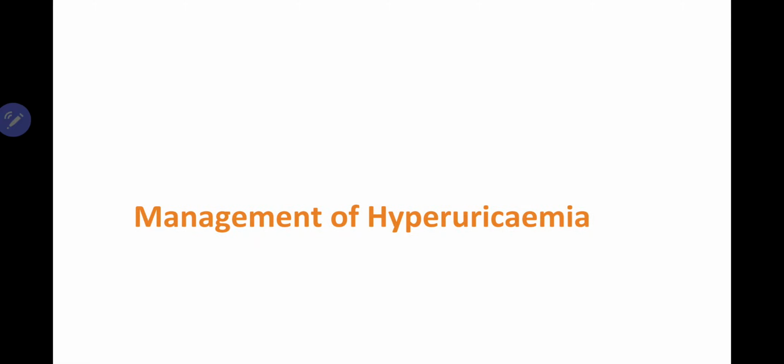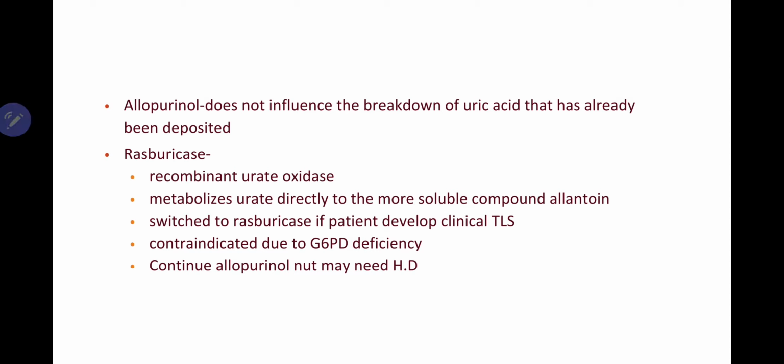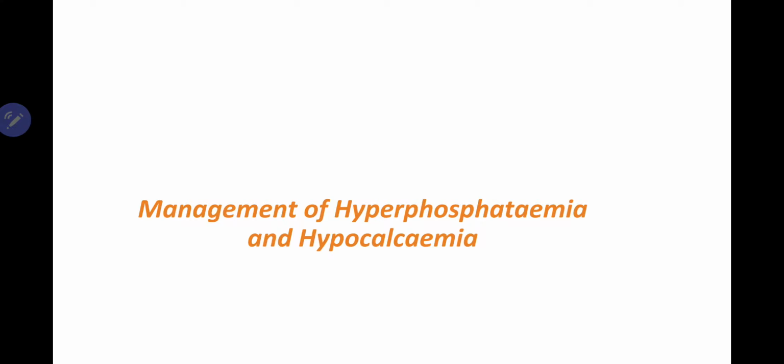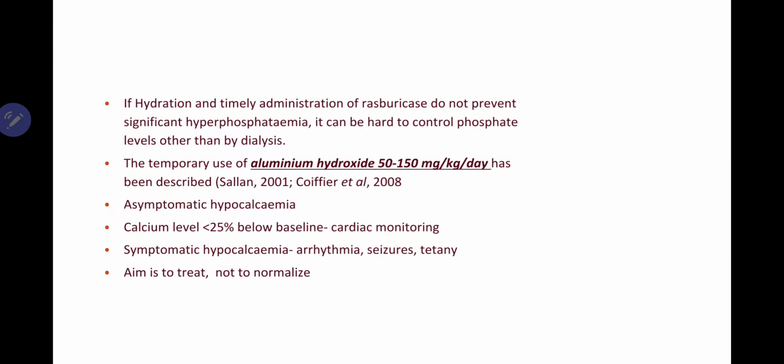What is the management of hyperuricemia? Allopurinol does not influence the breakdown of existing uric acid. We have already described all these things. So hence we use rasburicase. It's a recombinant urate oxidase, and it will convert the uric acid into allantoin, which is more soluble. But if the patient has G6PD deficiency, we cannot use it, and then we have to use allopurinol and hemodialysis. What is the management of hyperphosphatemia and hypocalcemia?